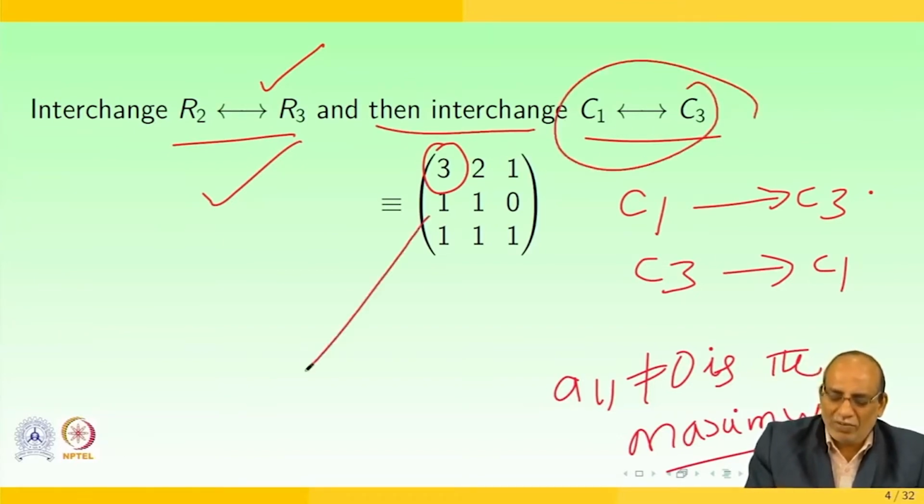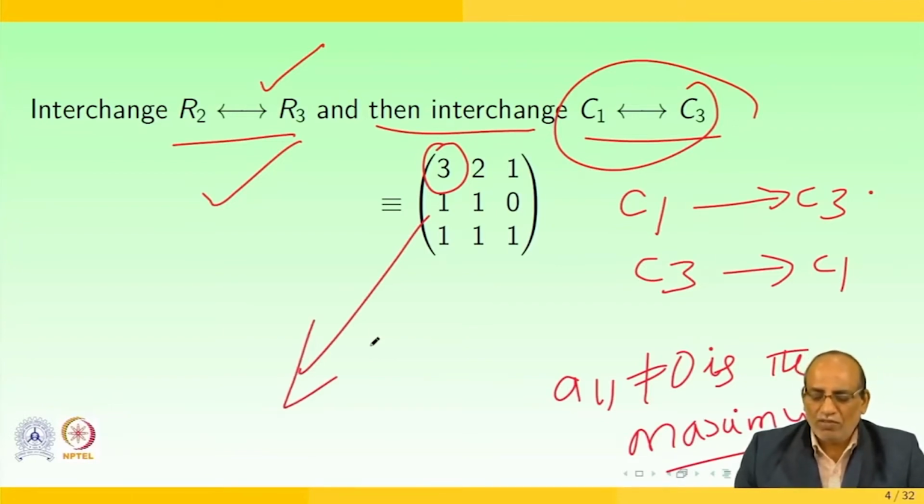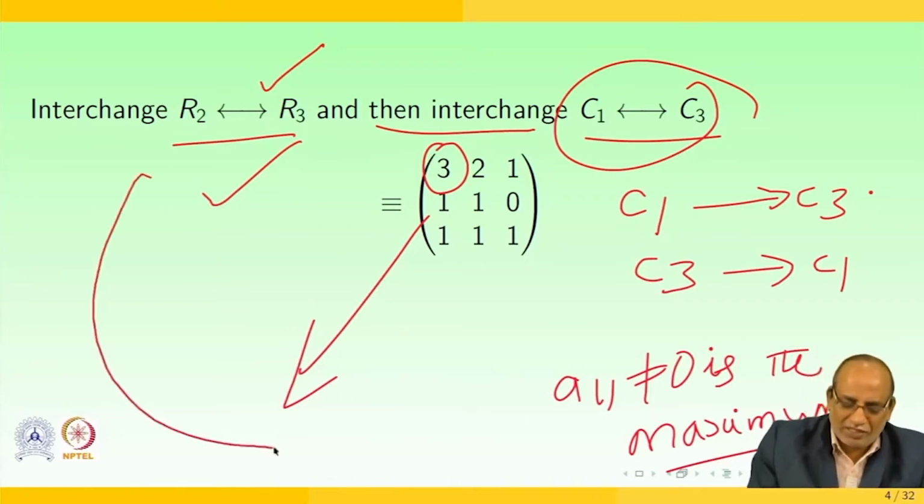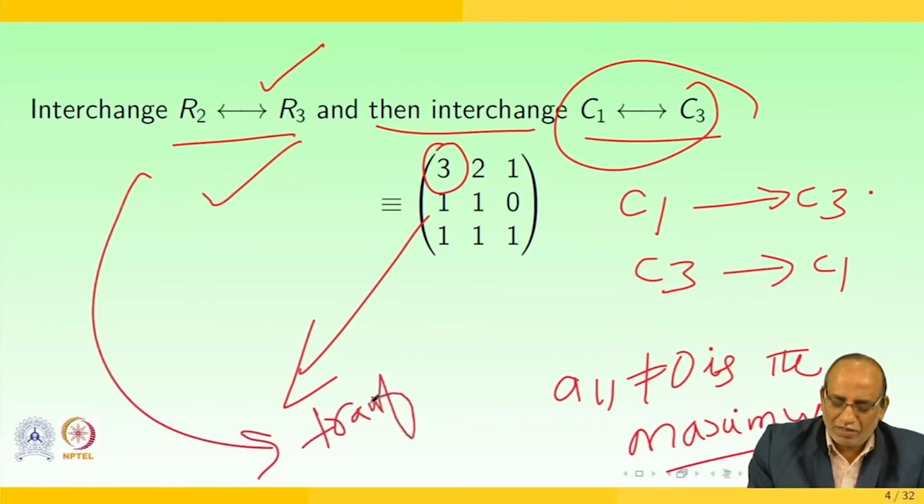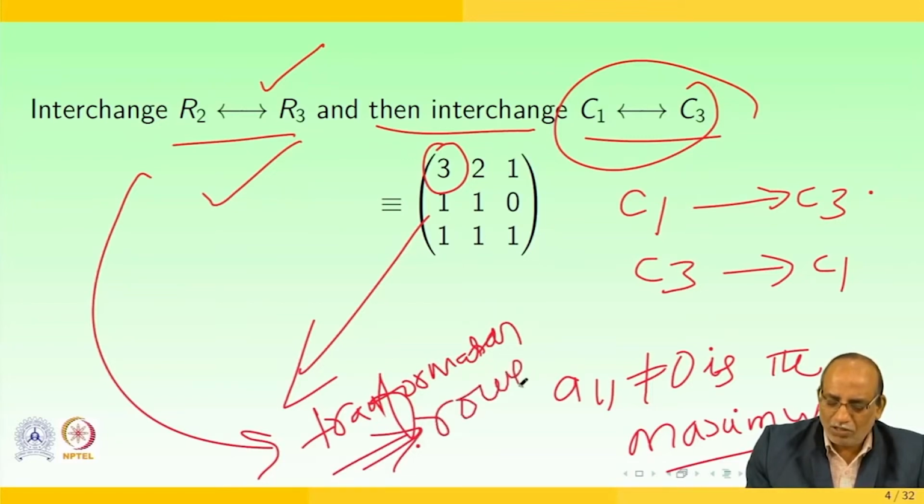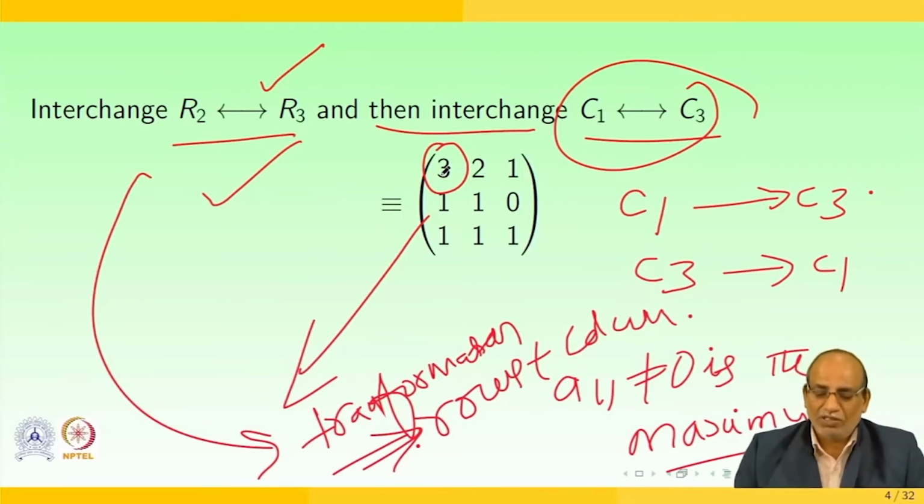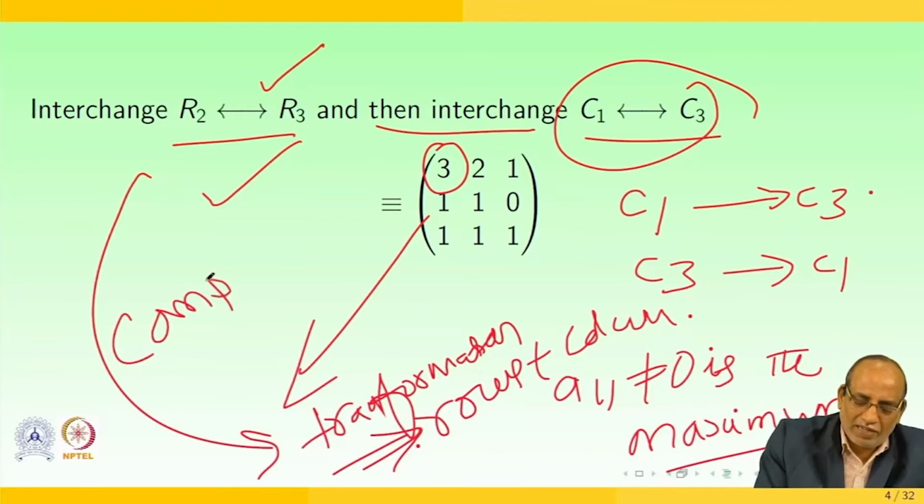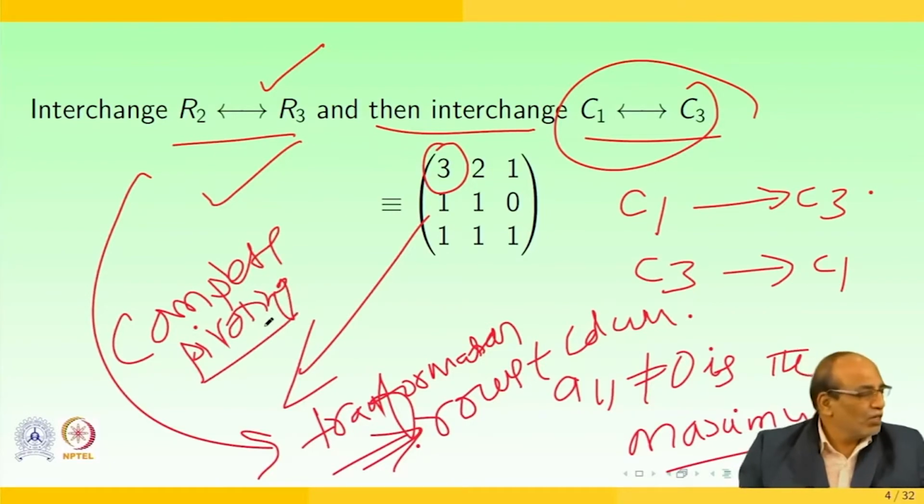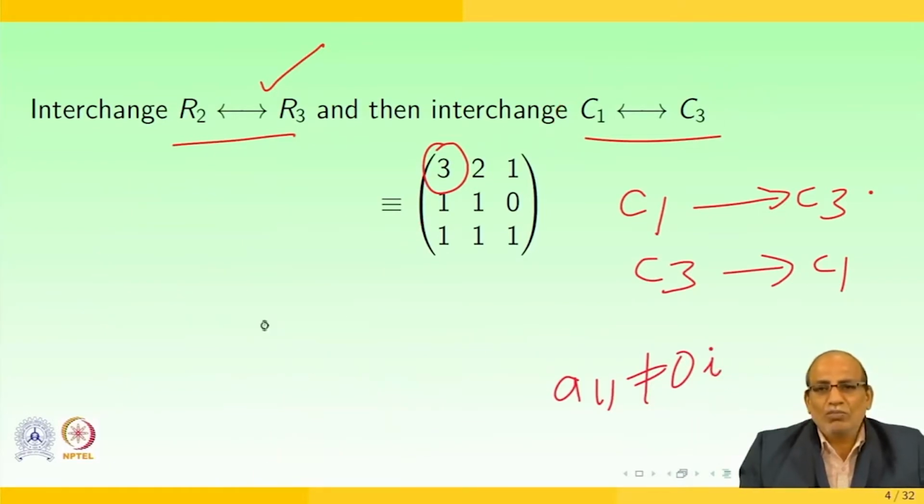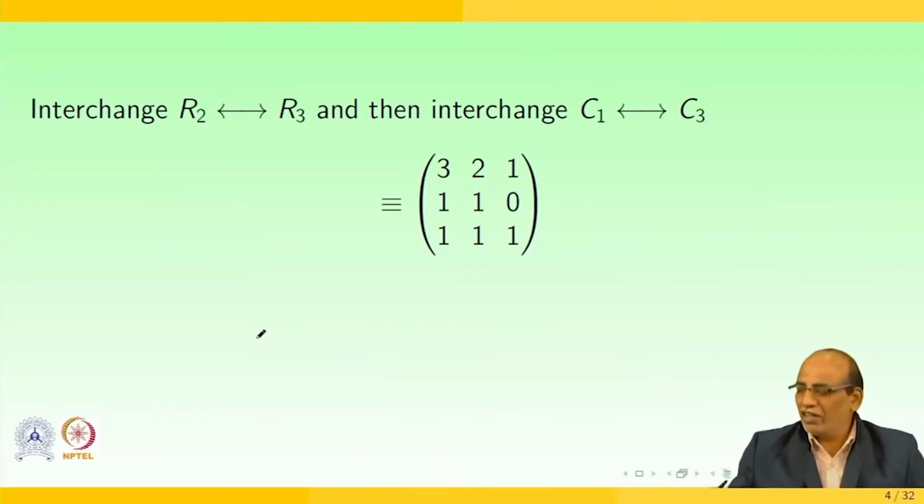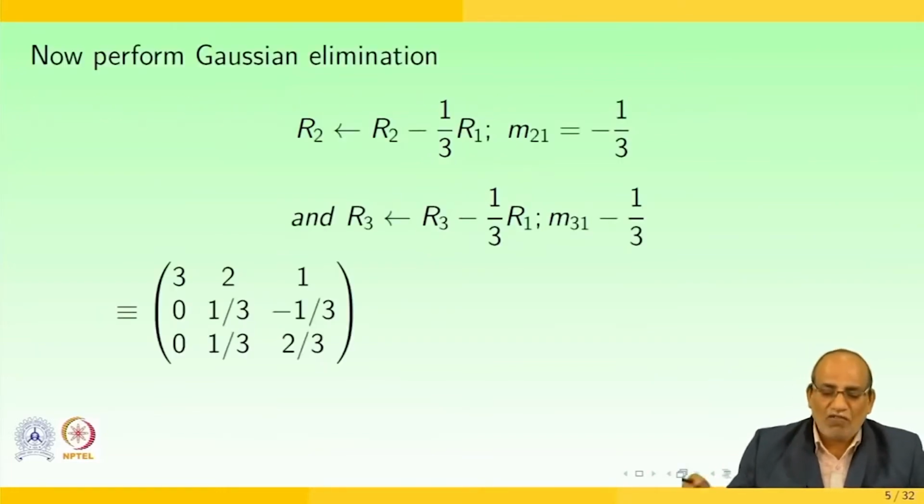So with this I could get the matrix 3 2 1, 1 1 0 and 1 1 1. So obviously with this transformation, that is by rows plus columns, I could bring the maximum element to the 1 by 1 position. That is why it is called complete pivoting. So therefore you bring the maximum element in the following fashion. Let us go ahead. Now perform the Gaussian elimination.